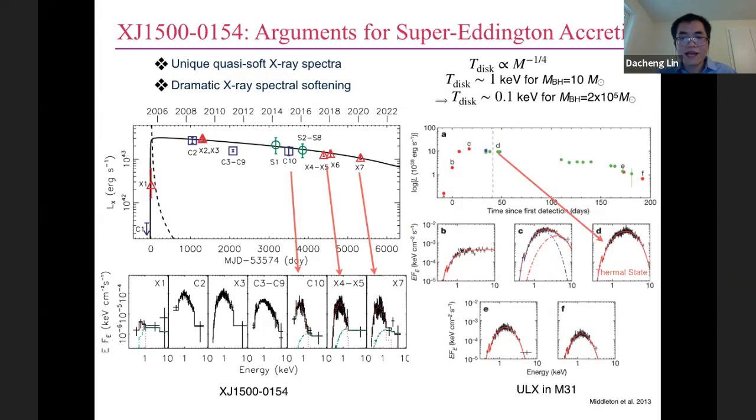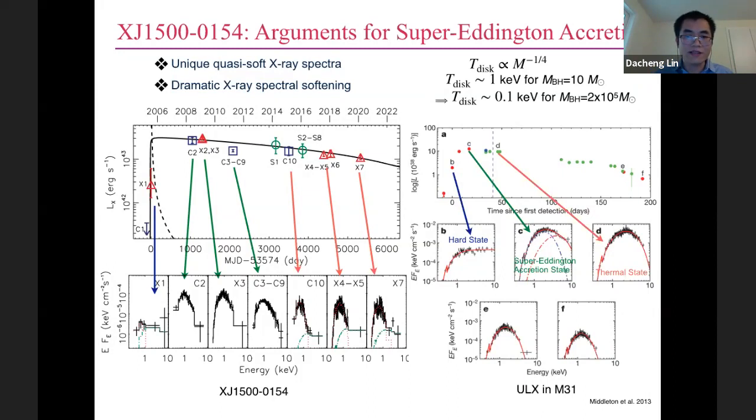So in later times, you see a thermal state spectrum, very soft, but at the peak we see a quasi-soft spectrum similar to the super-Eddington state spectrum in the M31 source. And at the beginning, our source might have had a hard spectrum, but the statistics there are not so good.